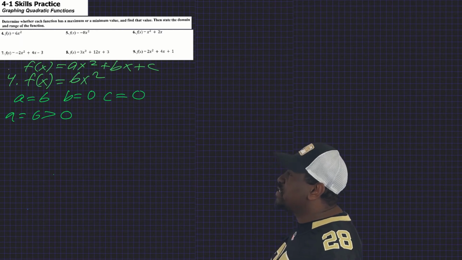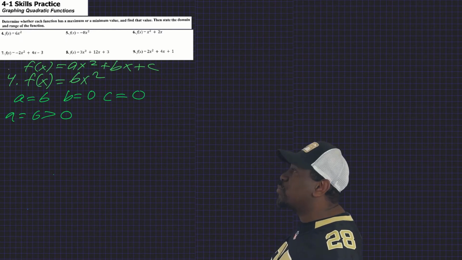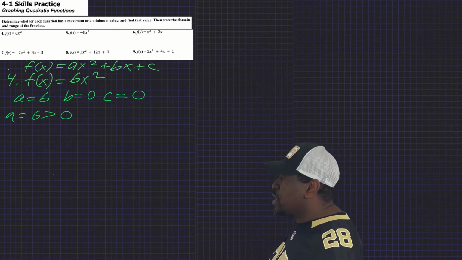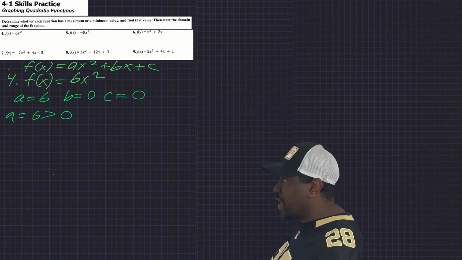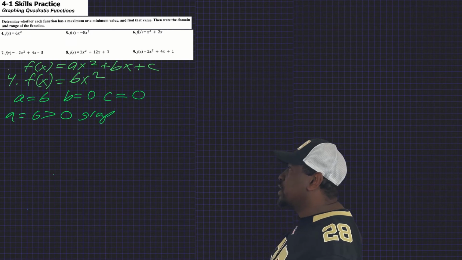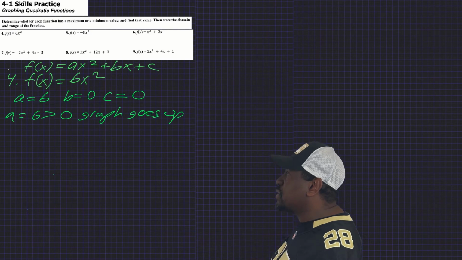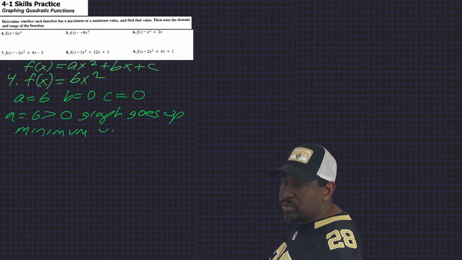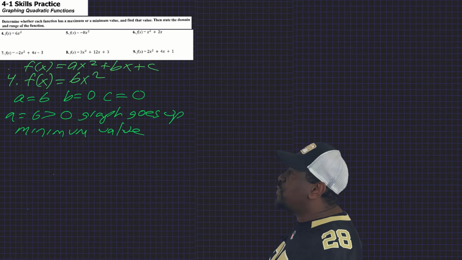Since a is greater than 0, as I said before, this allows us to determine that it's an upward parabola and it opens up. And if it opens up, then the vertex will be what we call the minimum value. Since it opens up, it's the lowest value. So we know at this point that we will have a minimum value and that the graph goes up. So at this point, we want to find that minimum value.